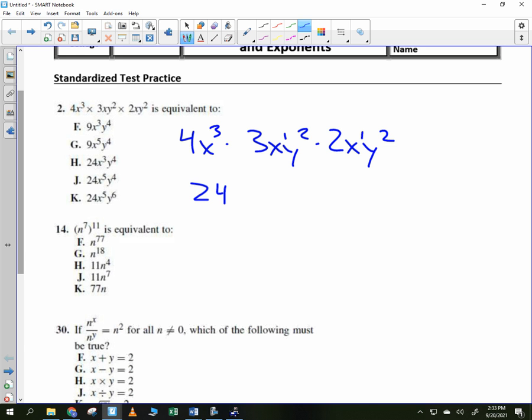Yeah, so 3 plus 1 is 4. And then y squared times y squared will be y to the fourth. So your answer should be letter J.